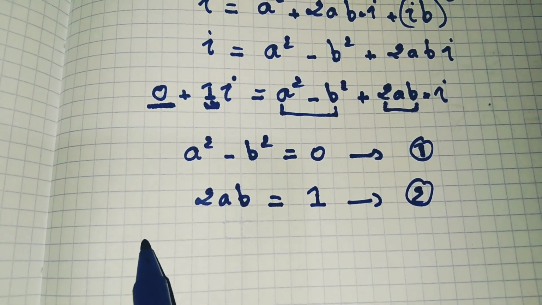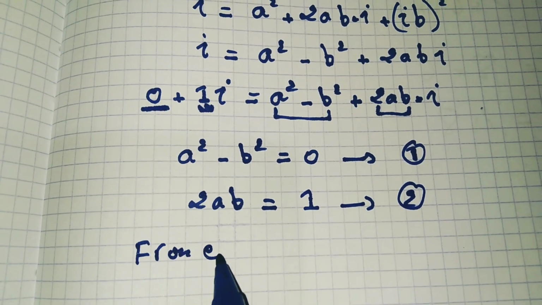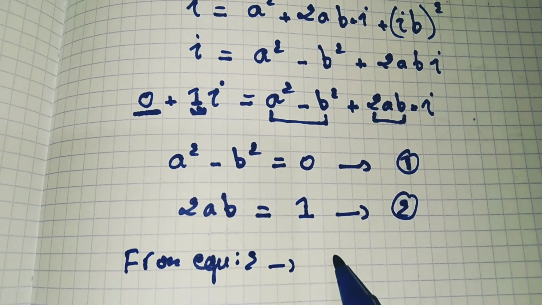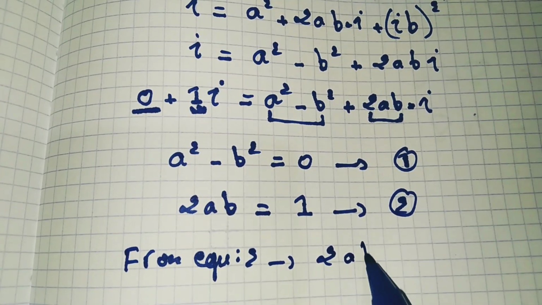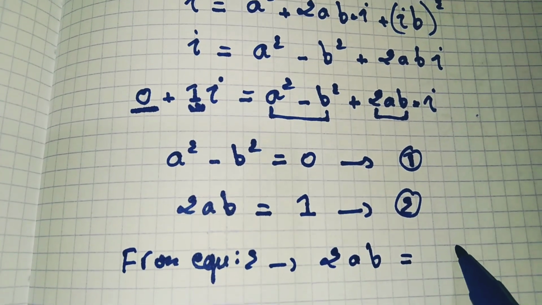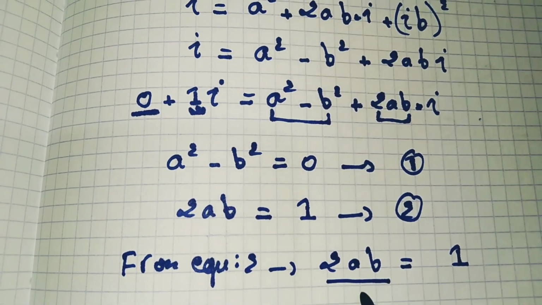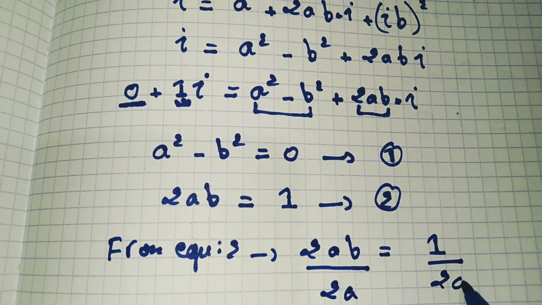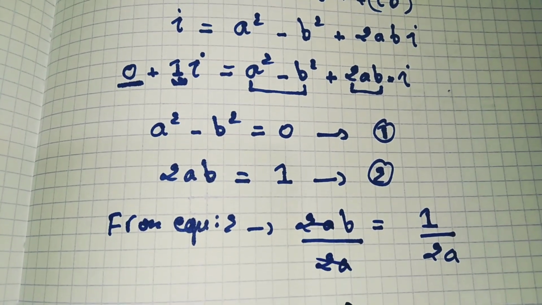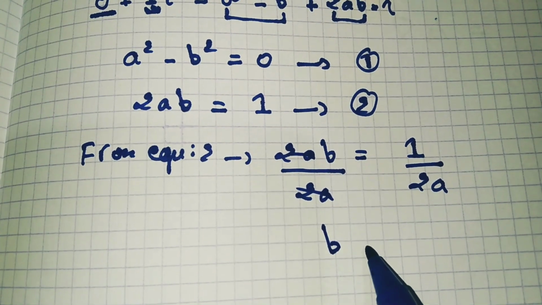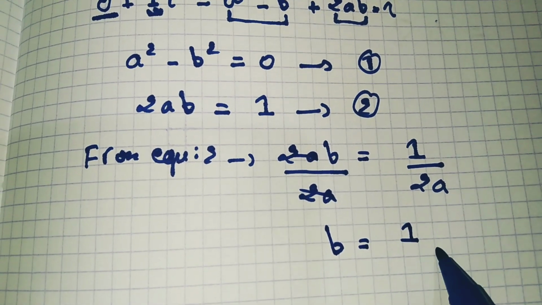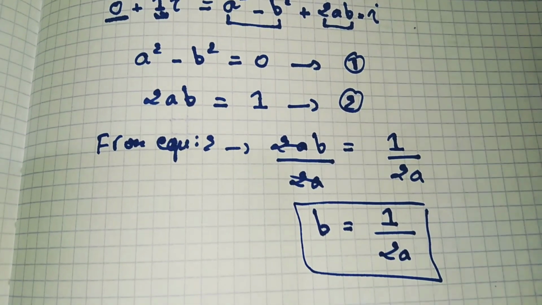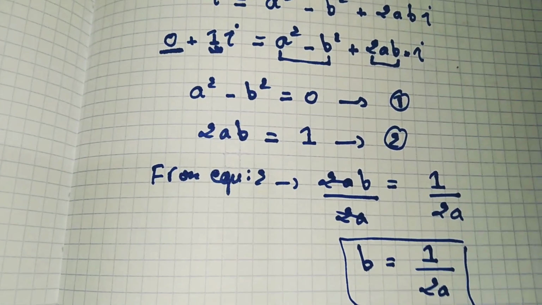From equation 2, 2 times ab is equal to 1. We divide both sides by 2a, and we simplify, so b is equal to 1 over 2a. Easy.